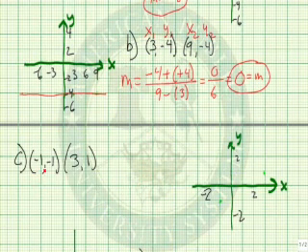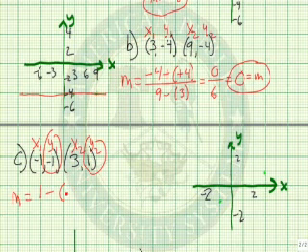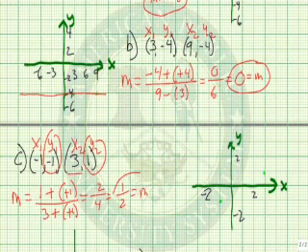Next, let's consider -1, -1, and 3, 1. So if we use our slope formula, this is going to be our x1, this is our y1, 3 is our second x, 1 is our second y. So we take the second y minus our first y divided by our second x minus our first x using parentheses. Subtracting -1 is the same as adding 1, so we have 2. Subtracting -1 is adding 1, 4, so we're left with a +1/2 is our slope here.